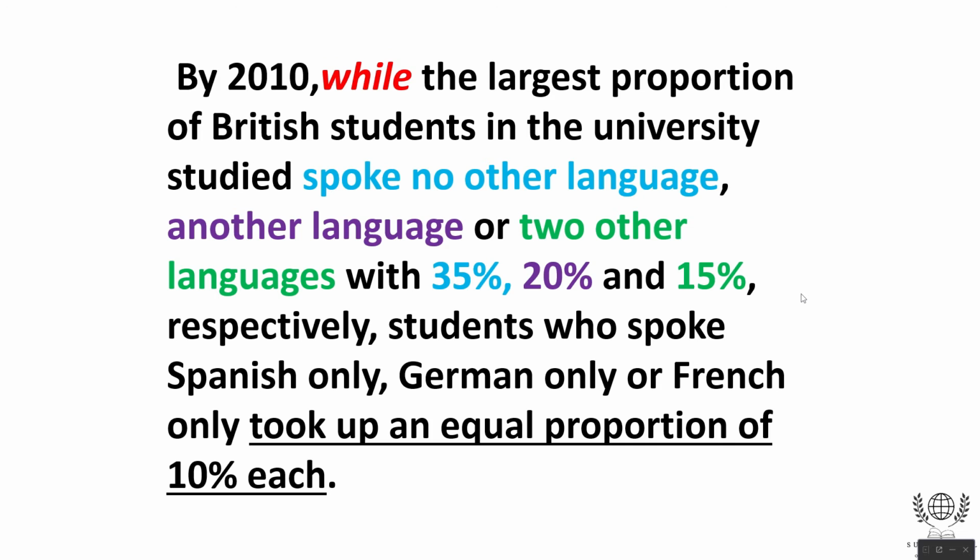Again, we are using the same order here, and respectively shows that those three percentages correspond to those three categories we talked about. Students who spoke Spanish only, German only, or French only took up an equal proportion of 10% each. Again, we can use 10% each if we're referring to statistics that are of an equal proportion. Okay? And we were able to combine all of that information from the pie chart in just one sentence because we used respectively with a combination of a subordination, in this case, while.